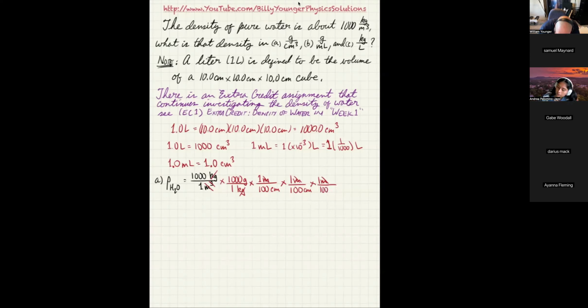So what we end up getting here is 1,000,000 grams divided by 1,000,000 cubic centimeters, which means the density of water, which equals 1,000 kilograms per cubic meter, is also equal to 1 gram per cubic centimeter. So that's our answer to A. Anybody have any questions with that?